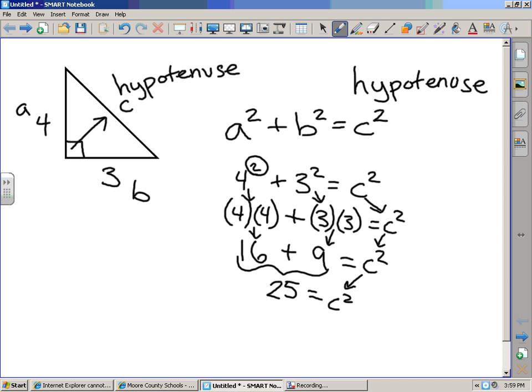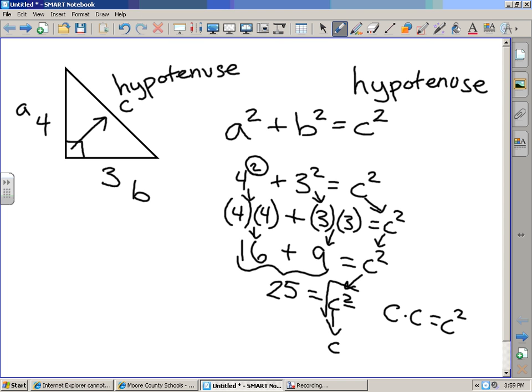Now, we have c squared equals 25, but we still do not know yet what c is equivalent to. So we need to get rid of this 2. To do that, you take the square root of it. The square root is the opposite of squaring, and so they're going to cancel each other out. You can also think of it this way. What multiplied by itself is equivalent to c squared? Well, c.